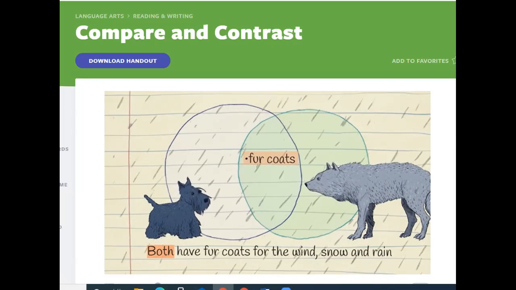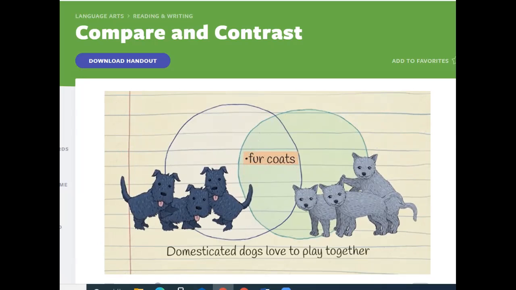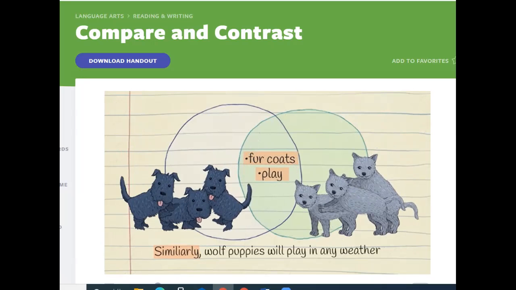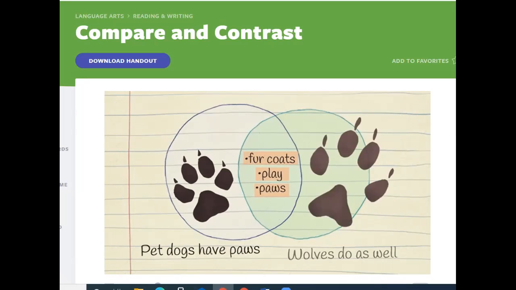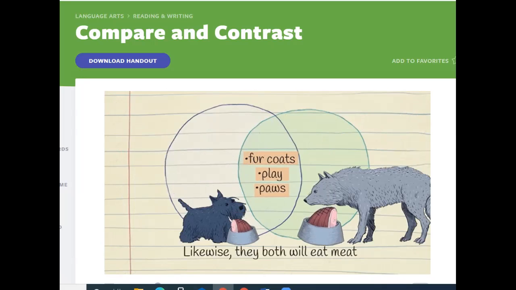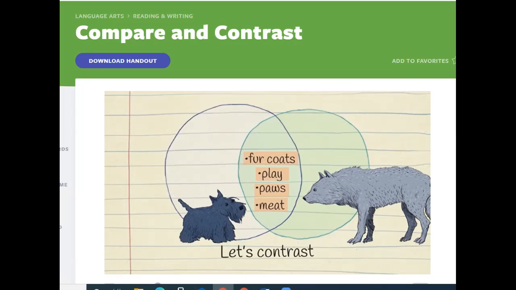Both have fur coats for the wind, snow, and rain. Domesticated dogs love to play together. Similarly, wolf puppies will play in any weather. Pet dogs have paws, wolves do as well. Likewise, they both will eat meat. Can you tell? To see how they're different, let's contrast.